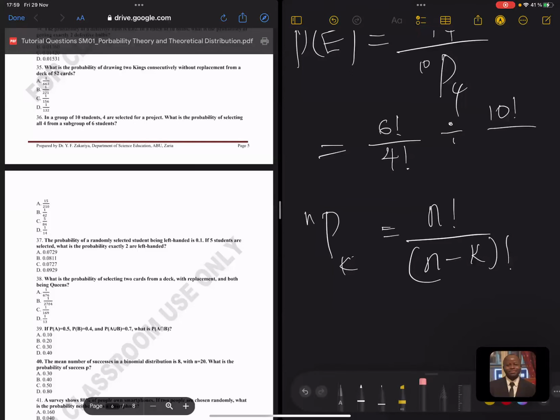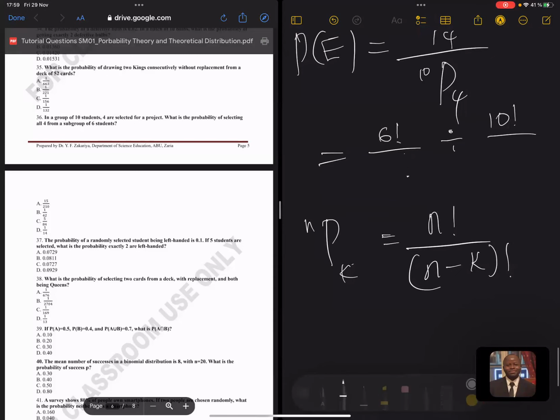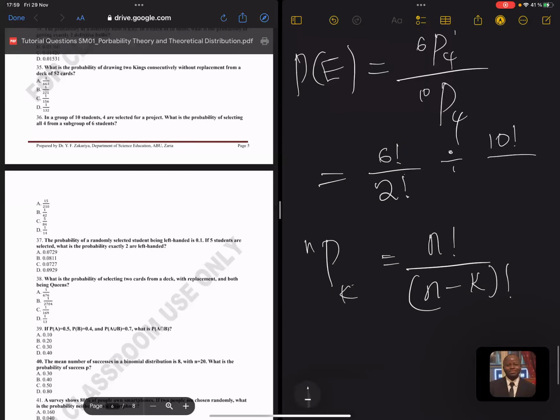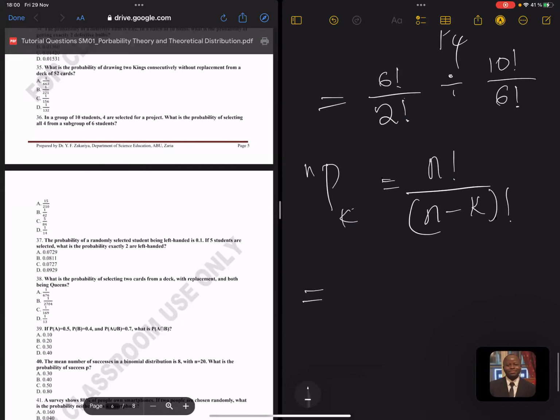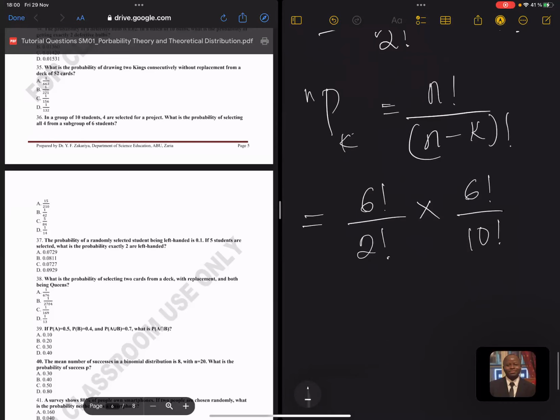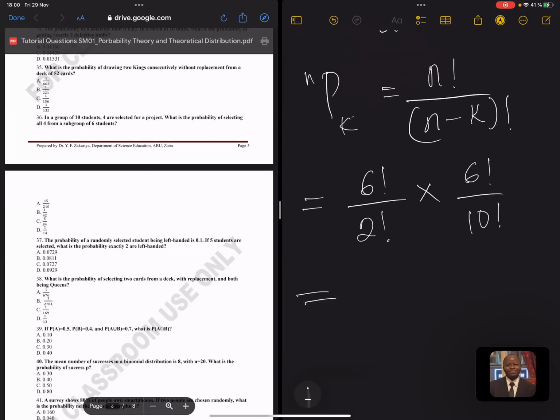So what we have here is supposed to be 6 factorial divided by 6 minus 4, which is what? 2 factorial. And 10 permutation 4 is 10 factorial divided by 10 minus 4 factorial, which is what? 6 factorial. So you can do this as 6 factorial divided by 2 factorial. Your division, you can change it to multiplication. 6 factorial over 10 factorial. So you can now simplify this.